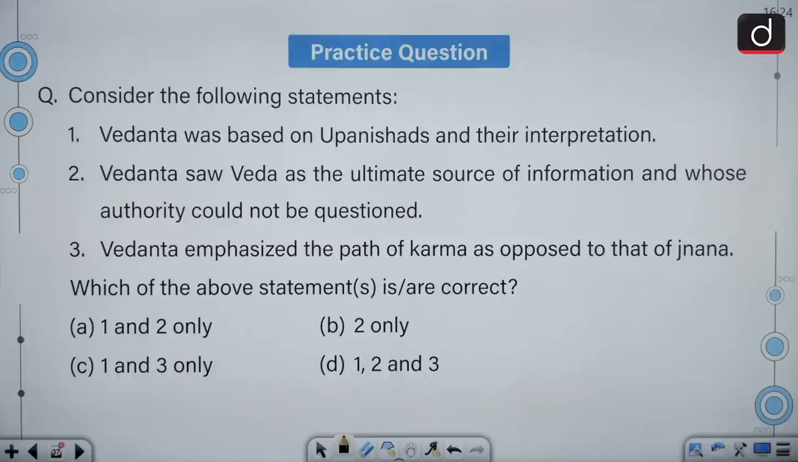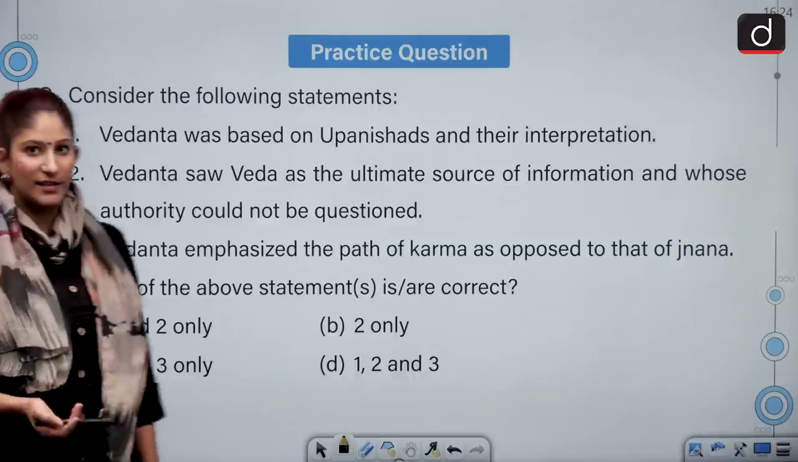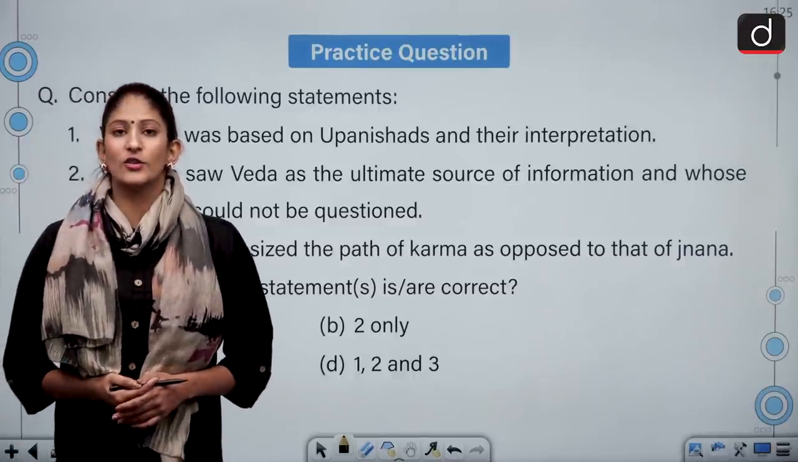Let's look at the practice question. Consider the following statements. Vedanta was based on Upanishads and their interpretations. Vedanta saw Veda as the ultimate source of information and whose authority could not be questioned. And Vedanta emphasized the path of karma as opposed to that of Jnan. So we have to select the correct statement. I hope you'll be answering it correctly in the comment section.